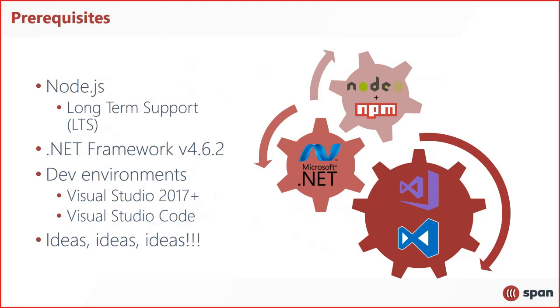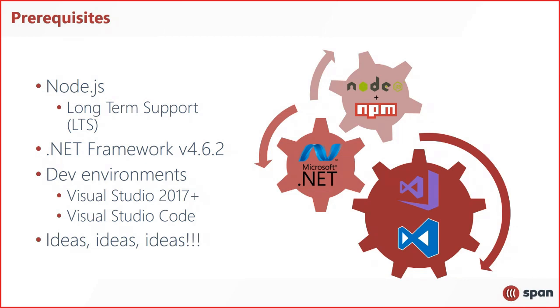The second thing you need to have is .NET Framework version 4.6.2. And I don't think that's a big issue for most of you, because all the plugin development is nowadays working on that version, because the latest NuGet package requires it as the first prerequisite. The third one is the dev environment. You can build your controls in Visual Studio 2017 plus or in Visual Studio Code, but my recommendation is to use Visual Studio Code.